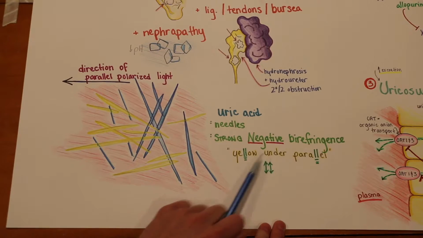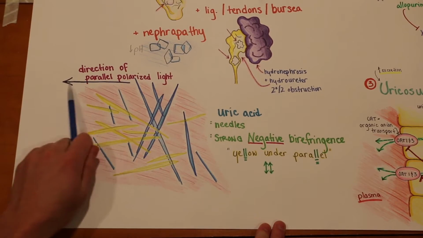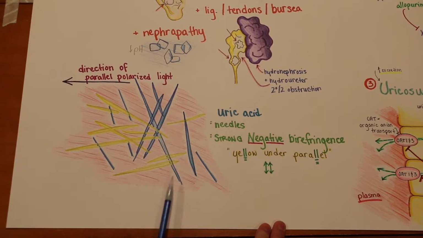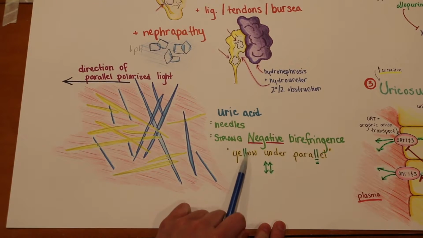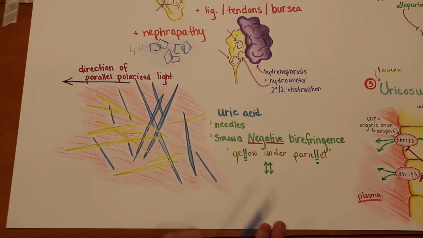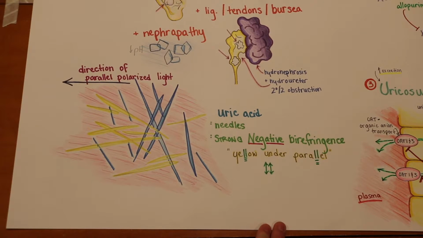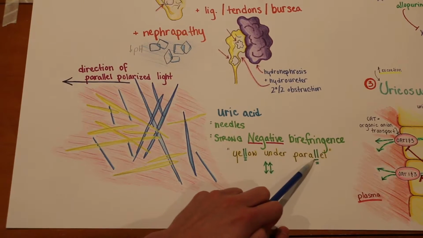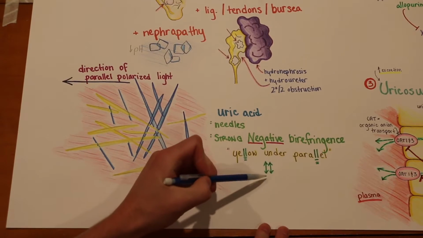This means that under polarized light, they will be yellow to parallel light and blue to perpendicular light. How I remember this is gout is negative, or gouty MSU crystals are negatively birefringent, whereas the other crystal disease, CPPD, is positively birefringent. Gout is negative birefringence. This is extremely common to see on an exam or test, and use this mnemonic. It is yellow under parallel light. The L's are parallel, yellow being parallel for gout.